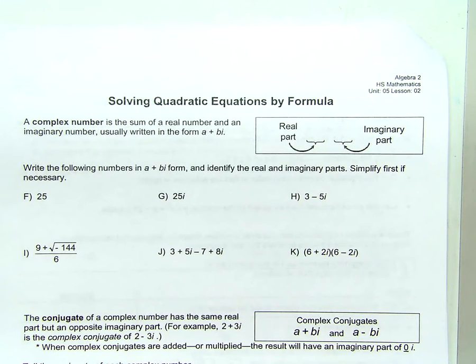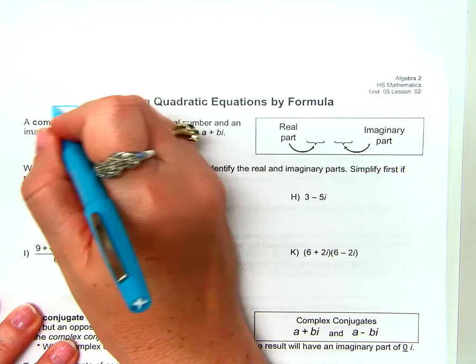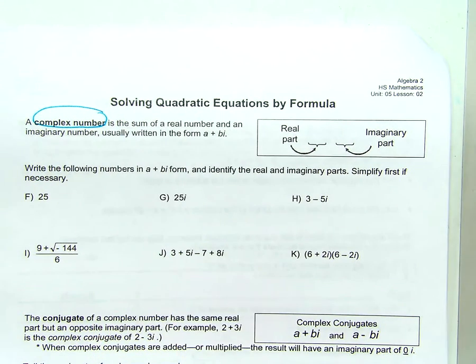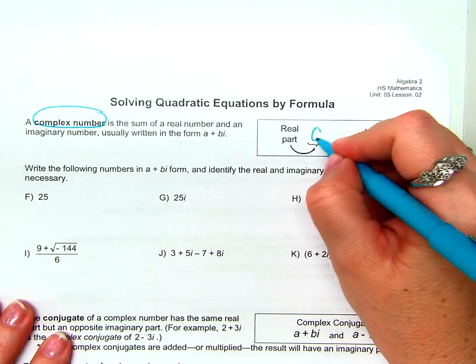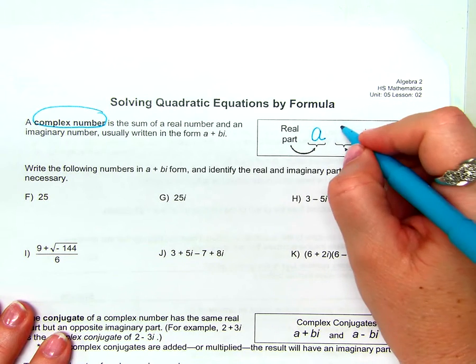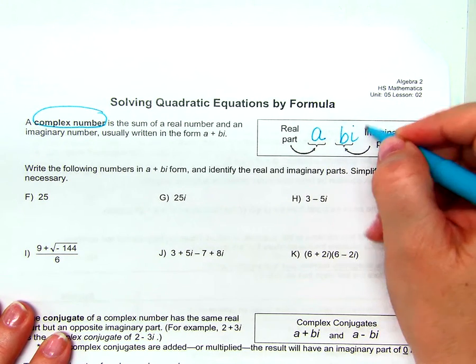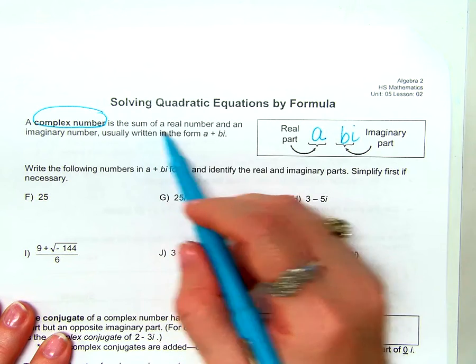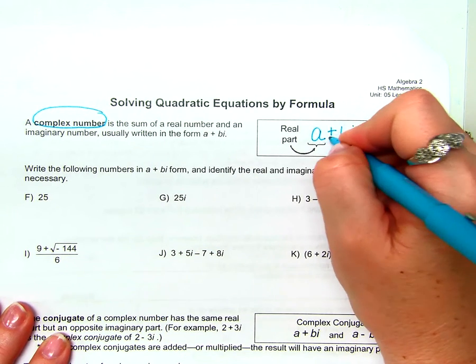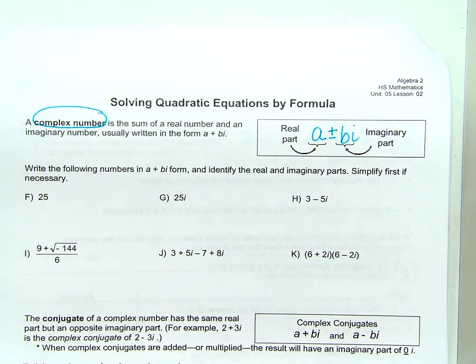So to be clear, I defined it for you earlier, but here's what's actually defined on the paper. A complex number is the sum of a real number and an imaginary number. It's usually written in the form a plus bi. The real part is a. The imaginary part is bi. Now they called this the sum, but is it okay if I put plus or minus right there for you? Because it could be a minus bi. That's still taking a sum because you're adding the opposite of the imaginary term. You okay with that? Okay.